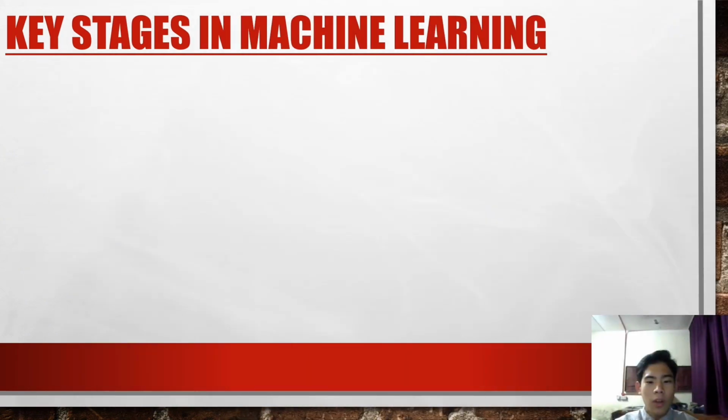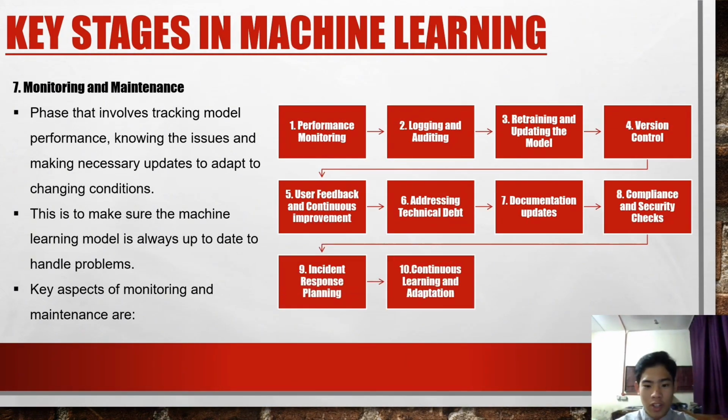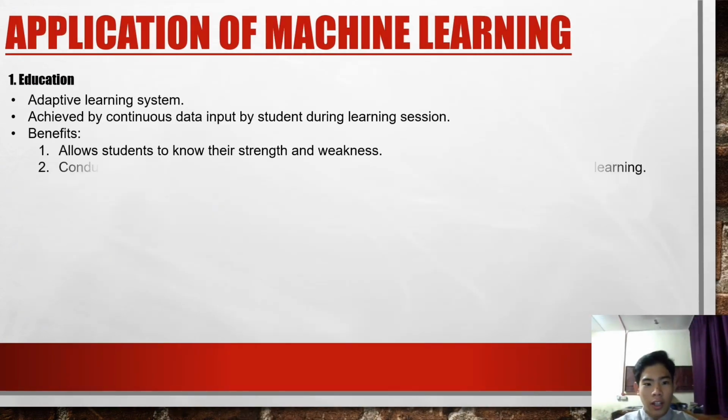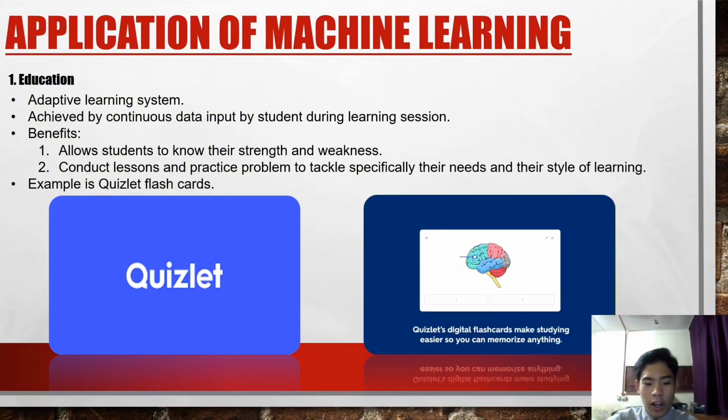Next up, we also have the monitoring and maintenance. This is to make sure the model is always relevant to the problem addressed. And the right side shows the key aspects. Next up, we also have the application of machine learning, which is first up is education, which is as shown in the Quizlet, right, the flashcards.